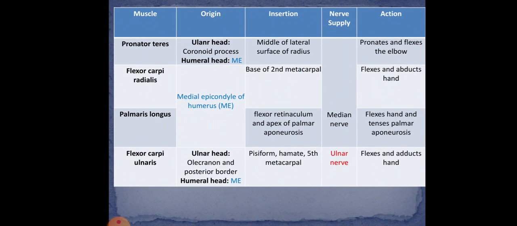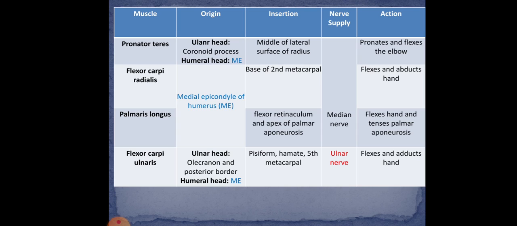Okay. Nerve supply later. The action: from their name, pronator teres makes pronation. Flexor carpi radialis flexes and abducts the hand. Palmaris longus tenses the palmar aponeurosis and assists in flexion of the wrist. Flexor carpi ulnaris flexes and adducts the hand.